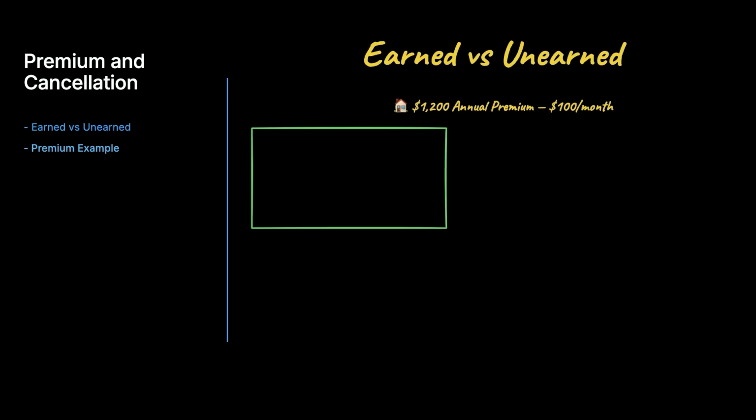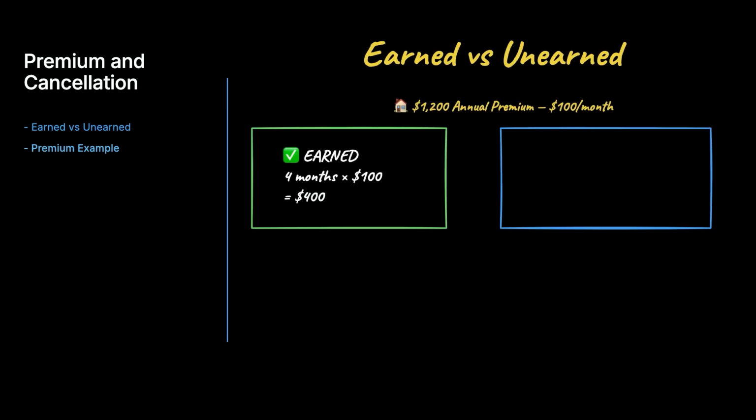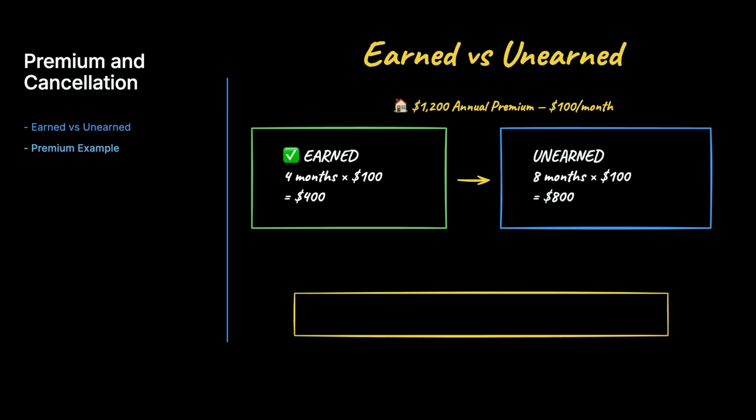Let me walk through a clean example. Picture a 1-year homeowner's policy with an annual premium of $1,200 or $100 per month of coverage. After 4 months pass, the insurer has earned $400 and the remaining $800 is unearned. Earned plus unearned always adds back to the full premium.